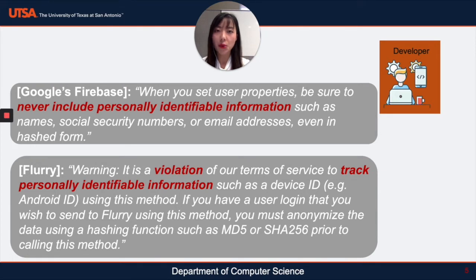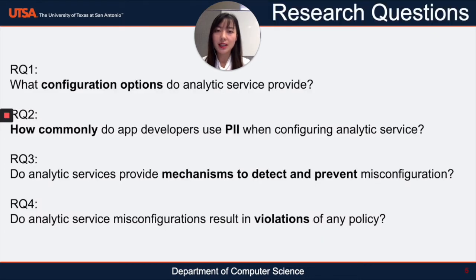So now we understand there are privacy concerns in the analytics service configuration. We can start asking questions. We studied four research questions. What configuration options do analytics service provide? How commonly do app developers use PII when configuring analytics service? Do analytics service provide any mechanism to detect and prevent misconfiguration? Do analytics service misconfiguration result in violation of any policy?